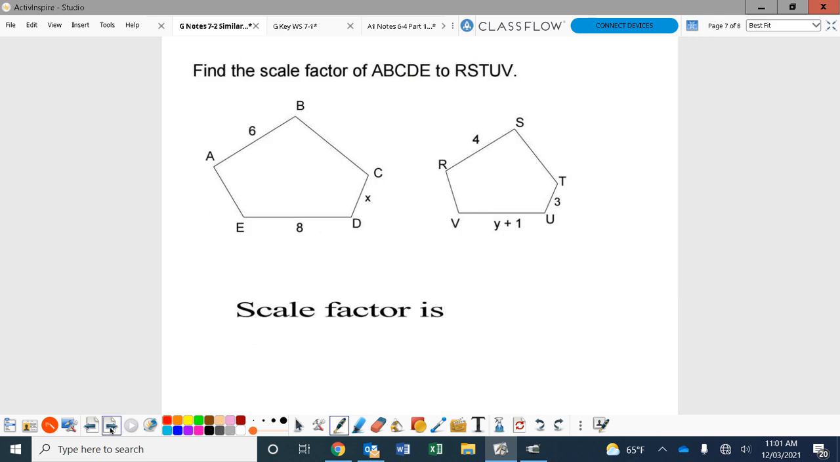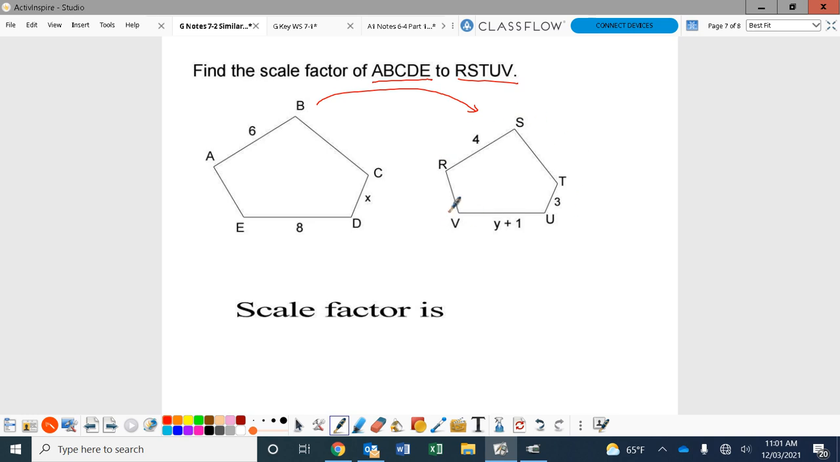Okay, then let's use scale factor right here. We want to look at scale factor for this shape. We're going to use the scale factor from this problem to do the next part of the problem. This would normally be on one thing. It just was separated in two to talk about the two separate concepts. We're going from the first one to the second one. From the A, B, C, D, E to the R, S, T, U, V.